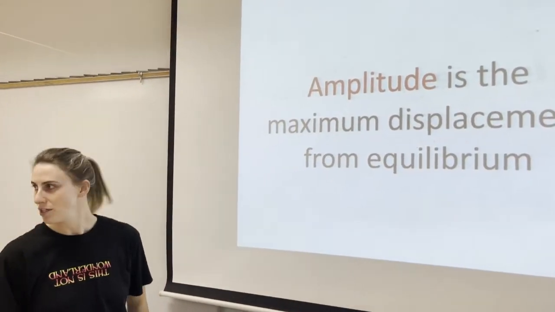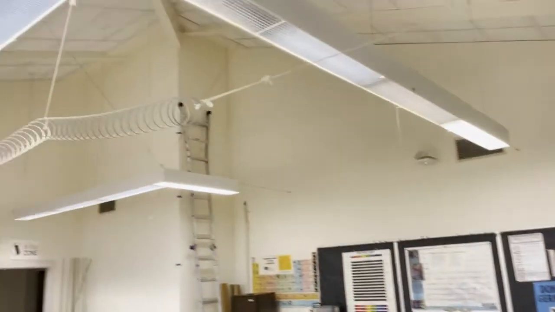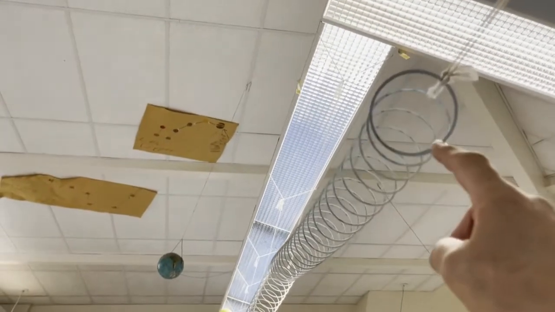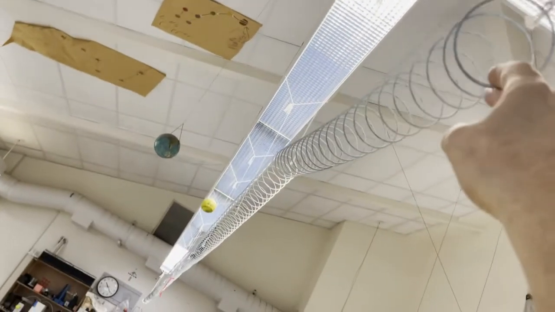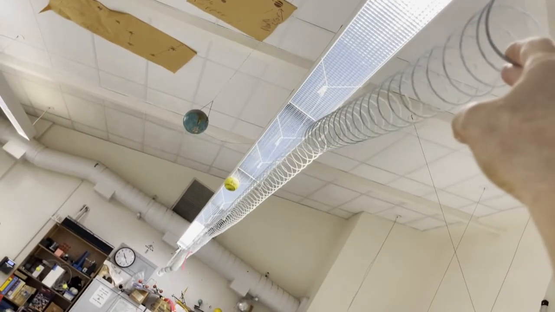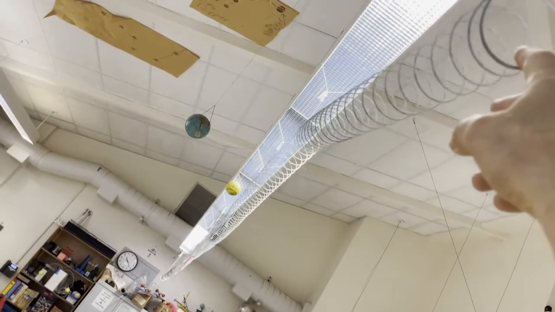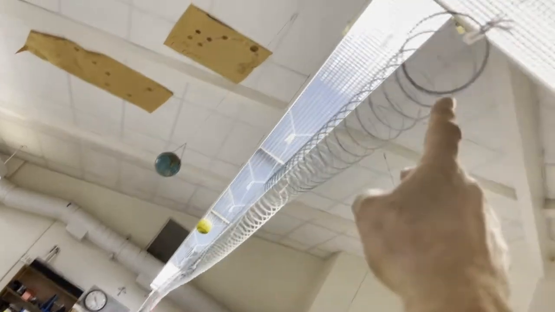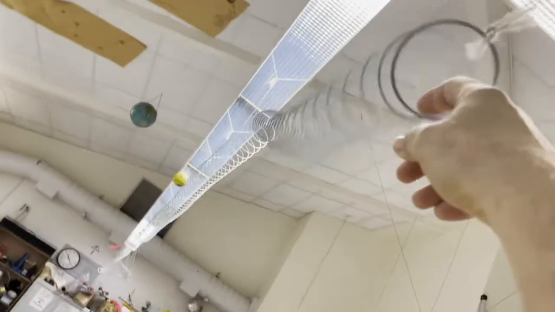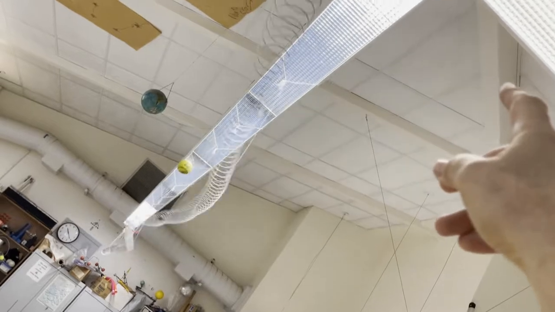We know equilibrium. We got a slinky right here. The slinky is at equilibrium, and so a small amplitude is a small disturbance from equilibrium. The maximum displacement: I moved my finger this far over, got a little bitty wave. If I move it farther, that's a larger displacement from equilibrium.